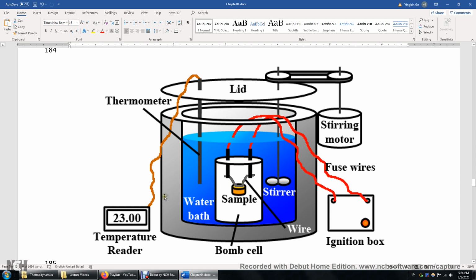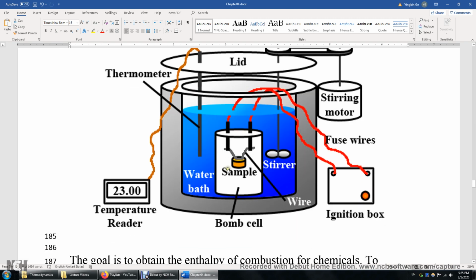So what we need to do is simply measure the temperature change of the water bath. If we know the heat capacity of the water bath plus the heat capacity of this bomb and everything else inside this calorimeter, we will be able to compute the amount of heat released from the combustion of the sample. And when that's the case, we divide the amount of heat by the number of moles of the sample. We will get the internal energy of the reaction. And then somehow we have to compute this delta H of the reaction given delta U of the reaction.